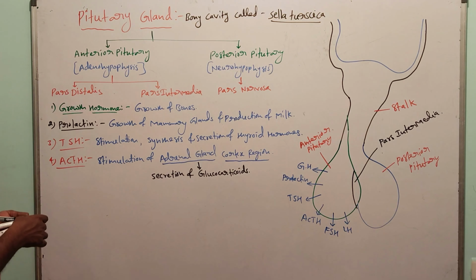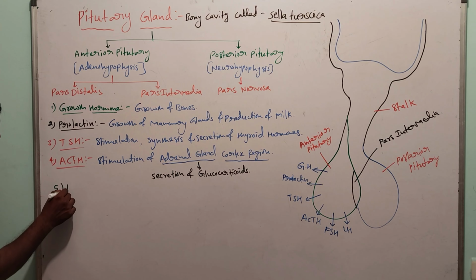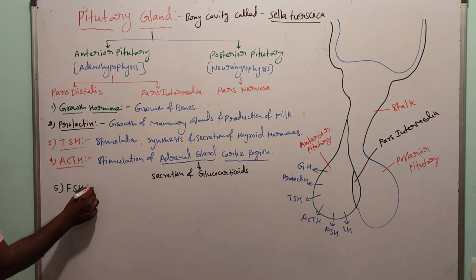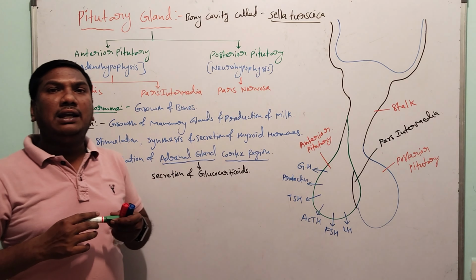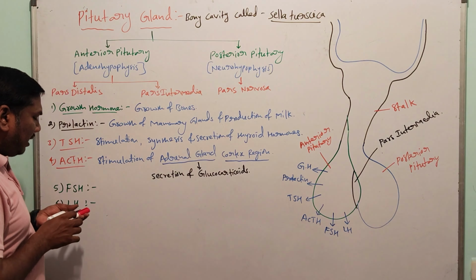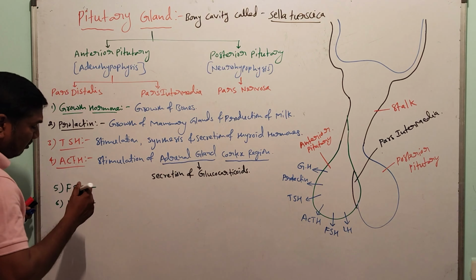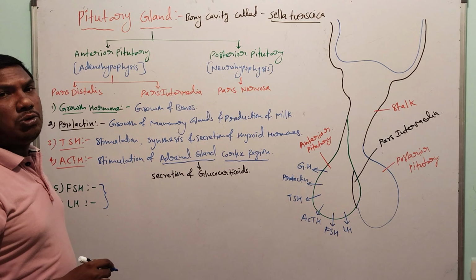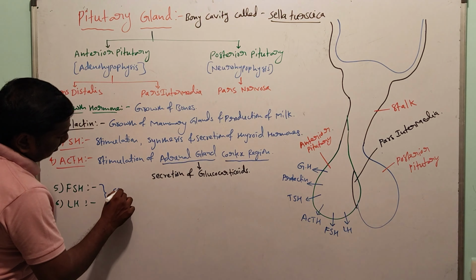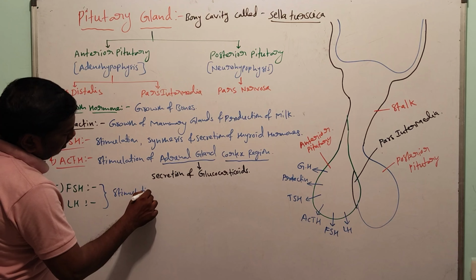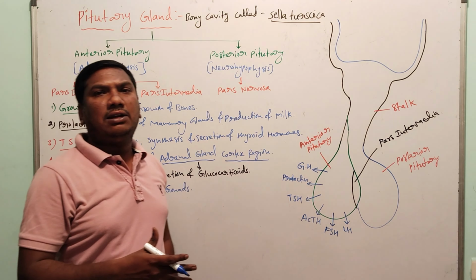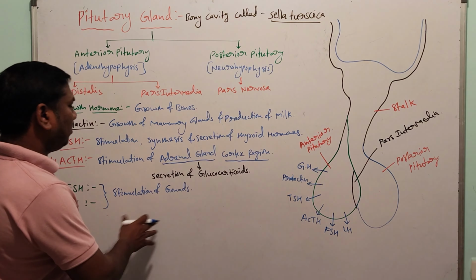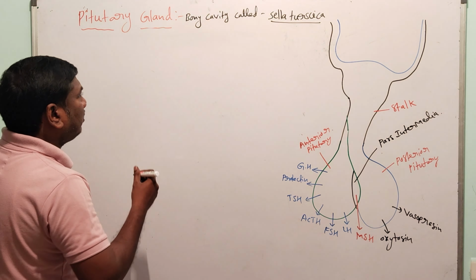Next one, FSH and LH. Fifth one is the FSH, follicle stimulating hormone. Sixth one is the LH, luteinizing hormone. Follicle stimulating hormone and luteinizing hormone stimulate the gonads. Gonads means sex glands, called testes in males and ovaries in females. Next one, growth hormone.